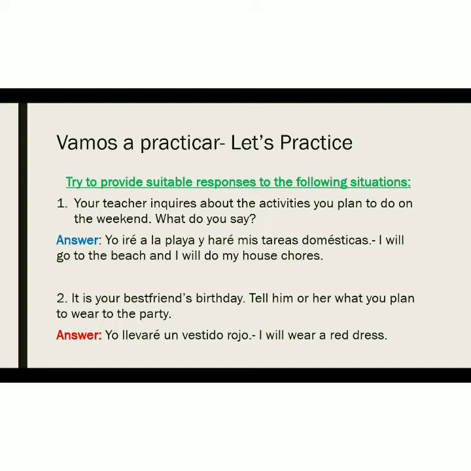Number 2. It is your best friend's birthday. Tell him or her what you plan to wear to the party. A suitable response could be: yo llevaré un vestido rojo. I will wear a red dress.